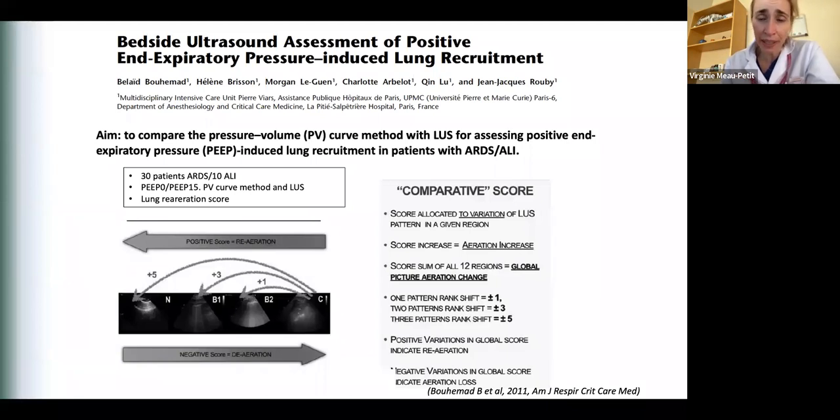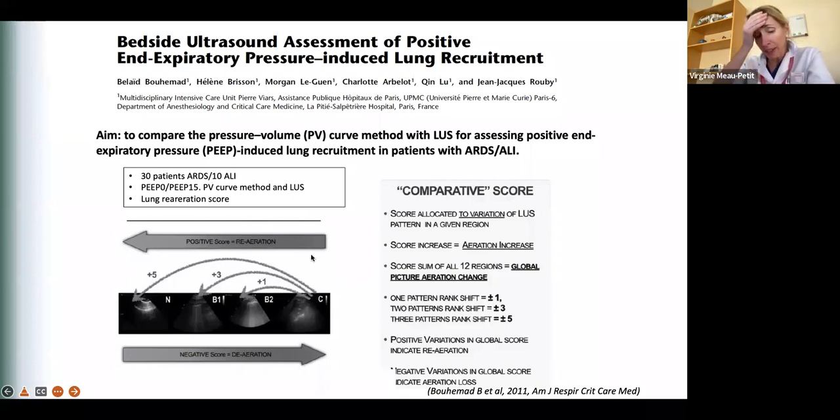studies, and then we will move to neonates, that showed how to confirm that lung ultrasound used to titrate the PEEP would correlate with the gold standard method to assess lung recruitment, which was the PV curve method. So they compared the gold standard PV curve method with lung ultrasound to assess the positive end-expiratory pressure induced lung recruitment in patients with ARDS. They included 30 patients with ARDS, and they looked at change of the PEEP from 0 to 15, applying the PV curve method and lung ultrasound.